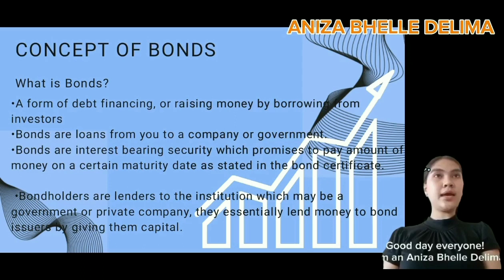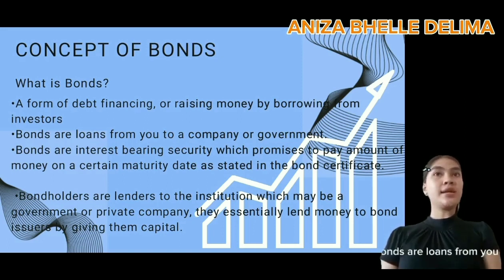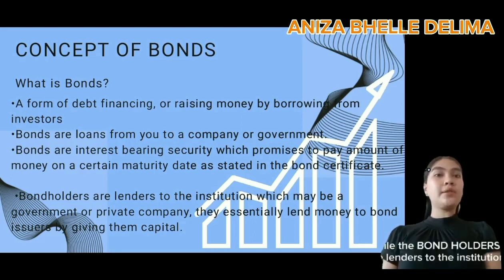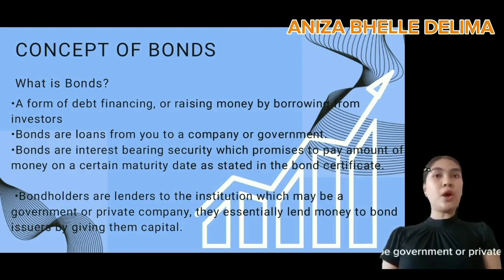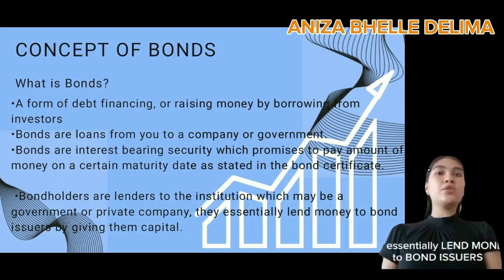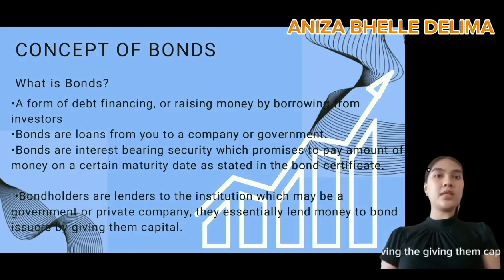I'm Isabel de Lima and I will be discussing the concept of bonds. So what is bonds? It is a form of debt financing or raising money by borrowing from investors. Bonds are loans from you to a company or governments. And bonds are interest-bearing security which promises to pay an amount of money on a certain maturity date as stated in the bond certificate. So bond issuers are the governments and companies, while the bondholders are lenders to the institution, which may be government or private company. They essentially lend money to bond issuers by giving them capital.